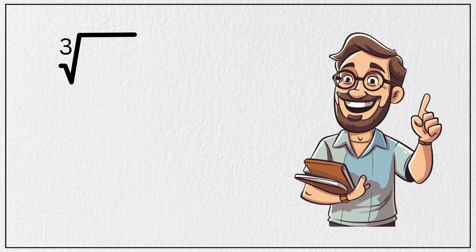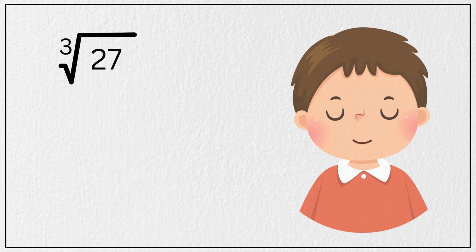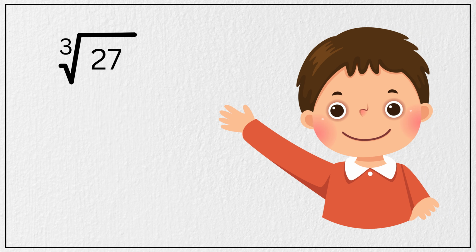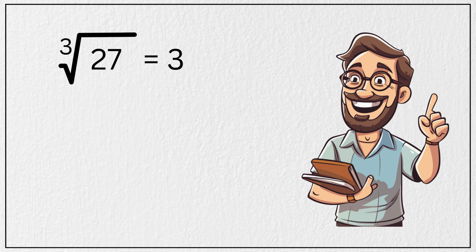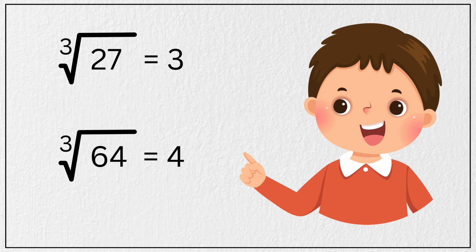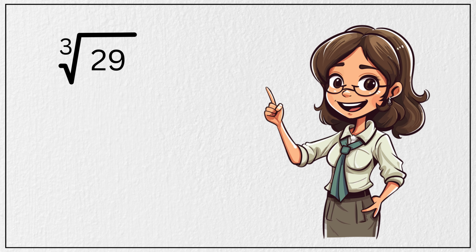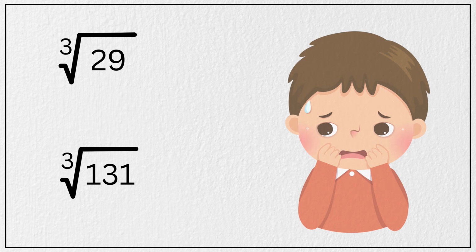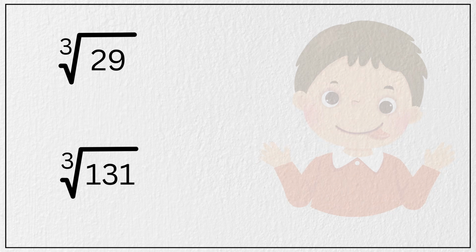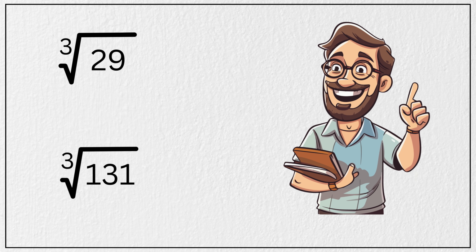If I ask you what is the cube root of 27, you probably would not even blink before saying, "That's easy, it's 3." And if I ask what's the cube root of 64, again you'll instantly say, "It's 4." But if I ask what is the cube root of 29 or the cube root of 131, you might pause, scratch your head, and say, "I am not sure." That's because these are not perfect cubes.